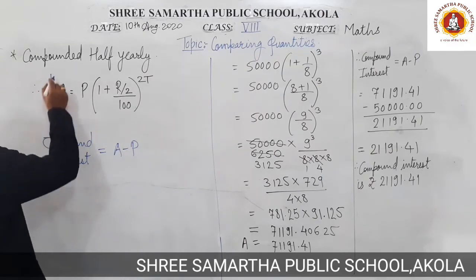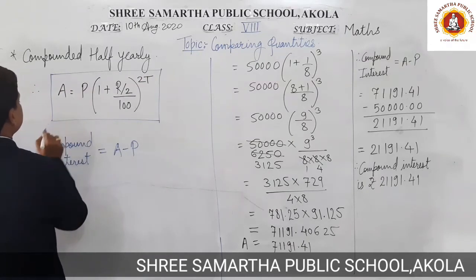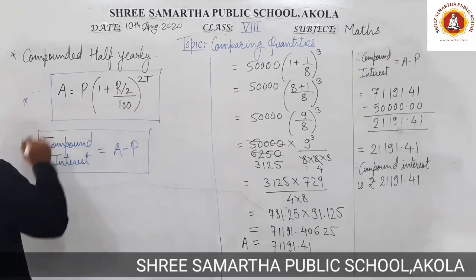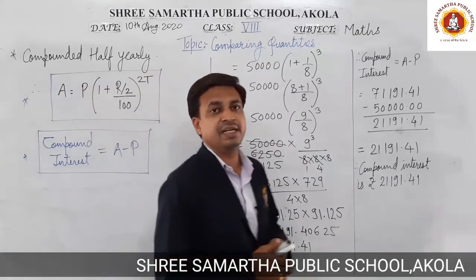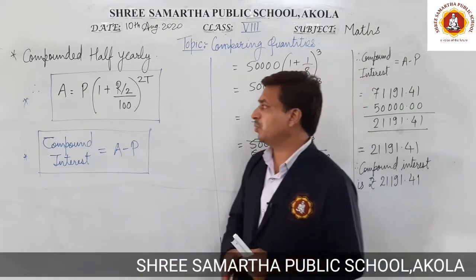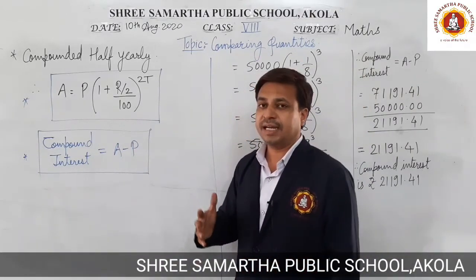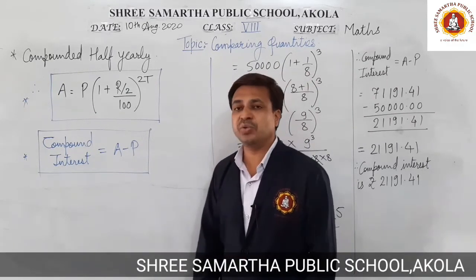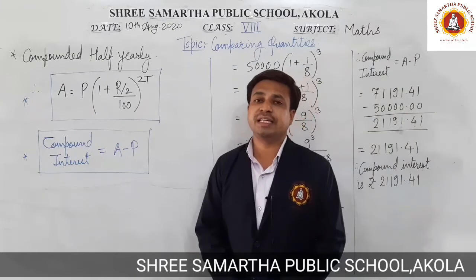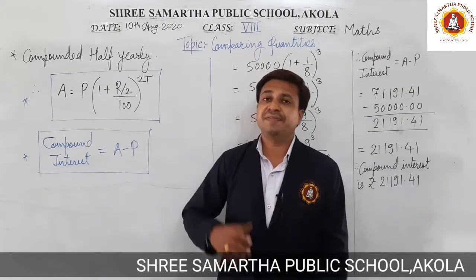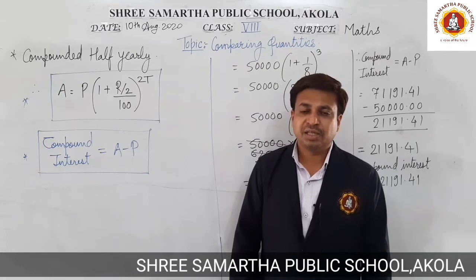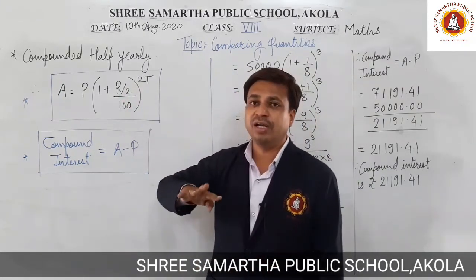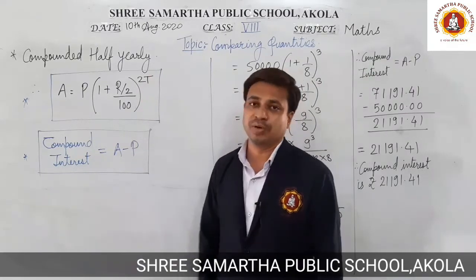The thing that you have to calculate differently is the amount. If the amount is compounded half yearly, then the calculation that you have to perform is by this method: the rate will be half and time will be double. In this way you will calculate the amount in case of compounded half yearly. If it is compounded quarterly, then what will happen? The rate will be divided by 4 and time will be multiplied by 4.